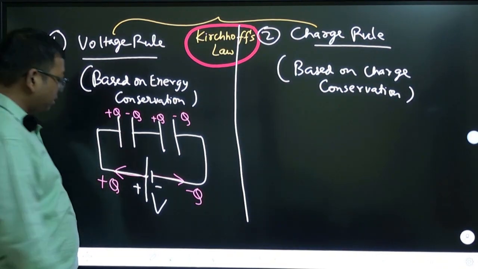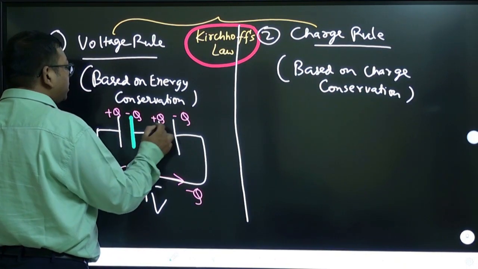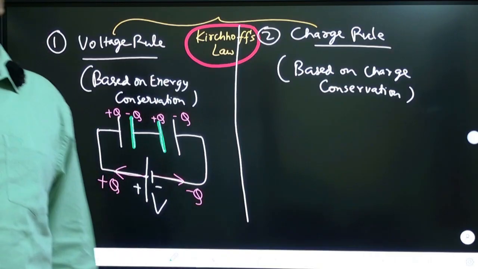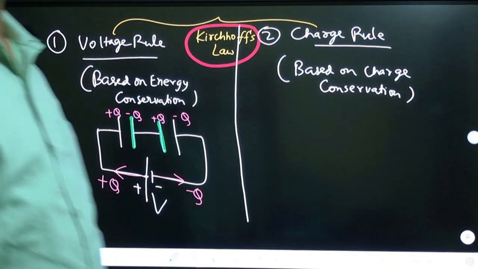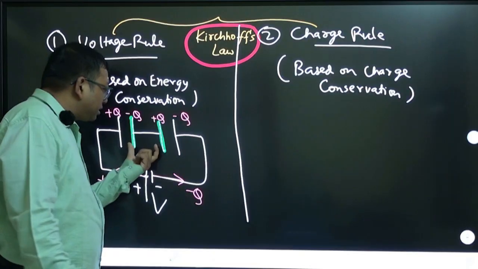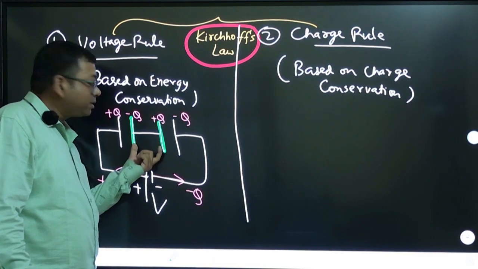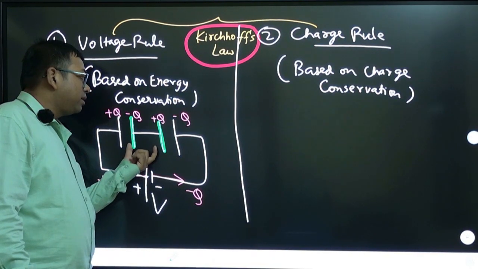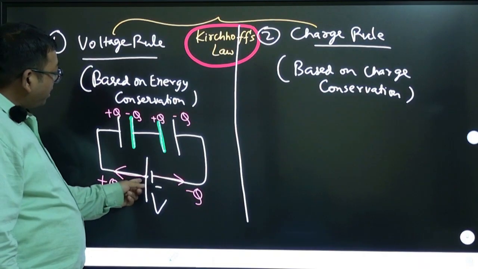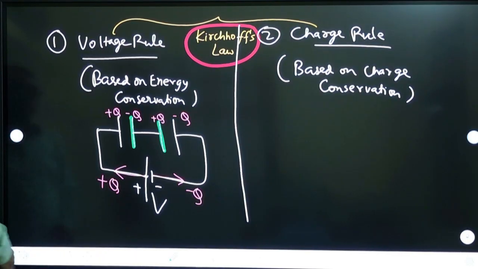Now note, what about these middle plates? These plates are getting charged due to induction. These two plates are getting equal and opposite charges due to induction. They are not connected with the battery. So if you see the sum of total charges on these two plates, it is zero because they are not connected with the battery. These two plates are just getting charges due to induction from this side and that side. Battery is supplying charges only to this plate and that plate. Right. So what is voltage rule?